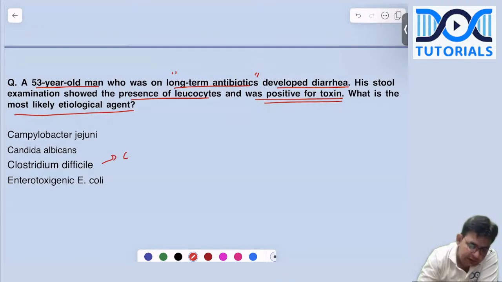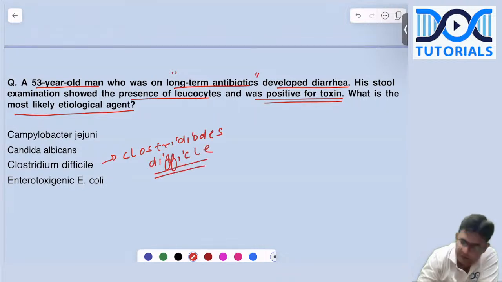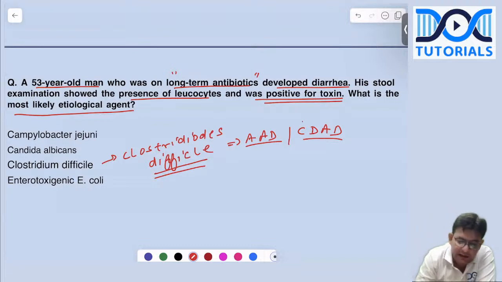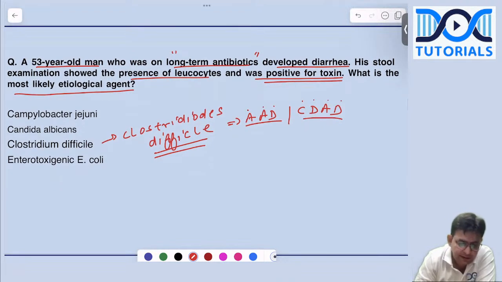First of all, you should know what is the new name. The new name is Clostridioides difficile, which is associated with AAD or CDAD. CDAD is what? Clostridium difficile associated diarrhea, and this is antibiotic associated diarrhea. First thing. Then you should know which antibiotic is associated with this. The antibiotics are cephalosporins, third generation cephalosporins, ampicillin, clindamycin, aminoglycosides, sulfonamides. Okay, what else? Ciprofloxacin and all. Those are the particular ones.